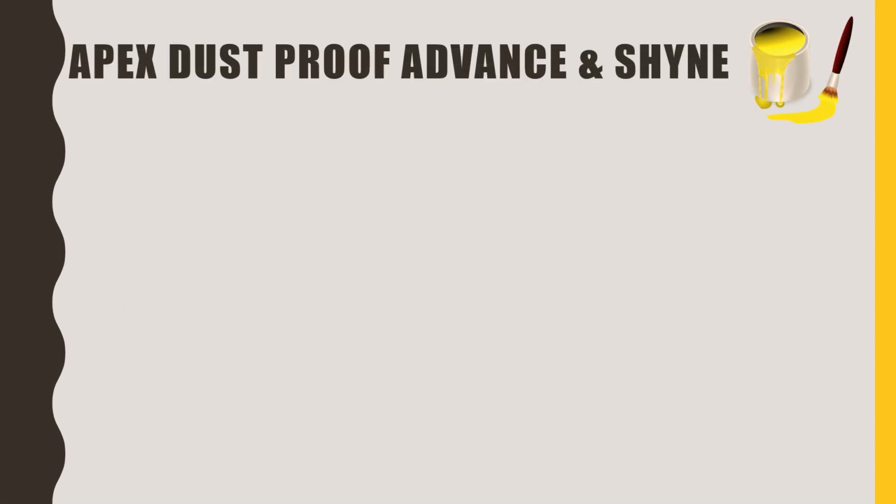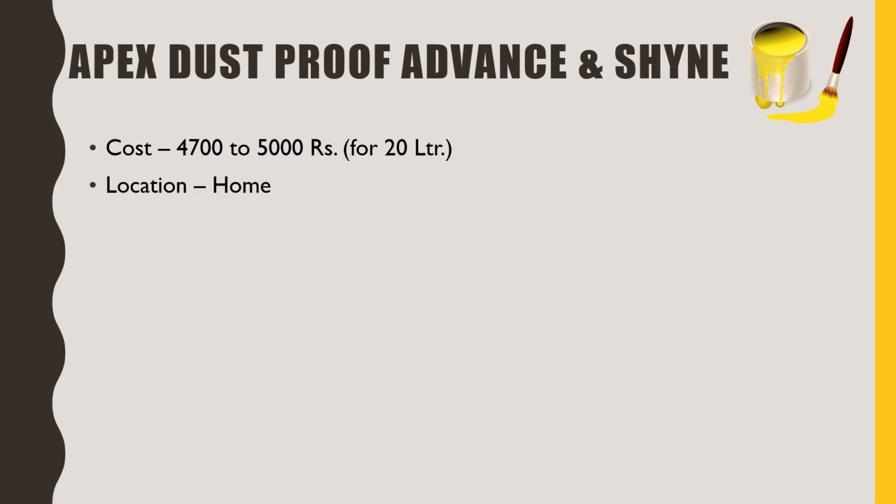Then talking about second and third paint in this series, that is Apex Dustproof Advance and Apex Dustproof Shyne. Both of these are very similar, but the only difference can be noted by the name itself, that is Advanced Dustproof Shyne is having bit more shining surface finish. Rest all the things are same in the both, that is its cost is 4700 to 5000 rupees for 20-liter packaging. It can be applied in our home exterior. Its coverage is 80 square feet for 2 coats in 1 liter paint.